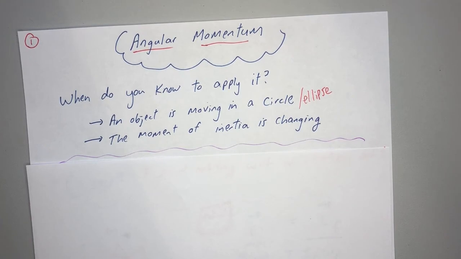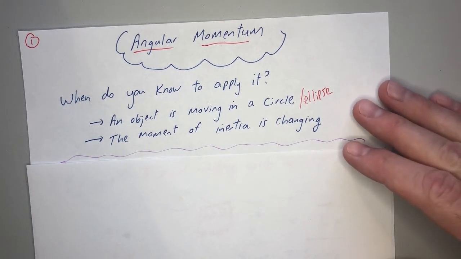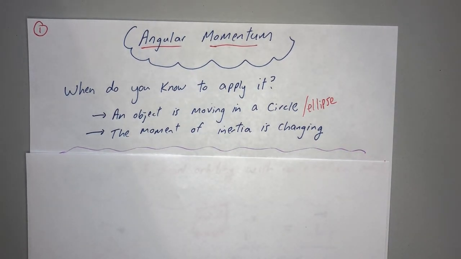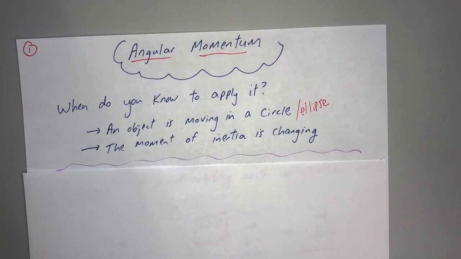All right, and the second thing, if you're talking about an object that has a moment of inertia and it's changing, that'd be a good tip off that maybe you're going to use concepts of angular momentum conservation. And even if it just has a moment of inertia, like a mass distributed amongst some radius there, that'd be a good indication that you might have to use conservation of angular momentum. Let's get started by looking at an example.